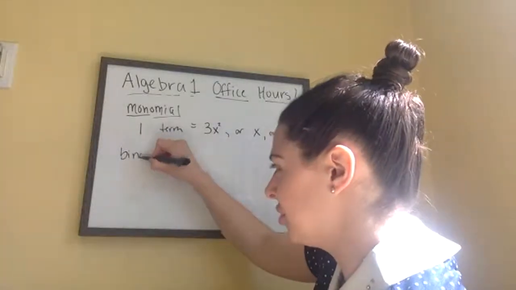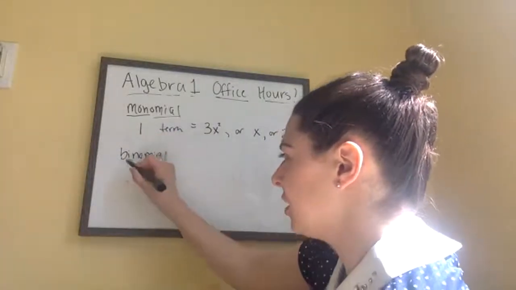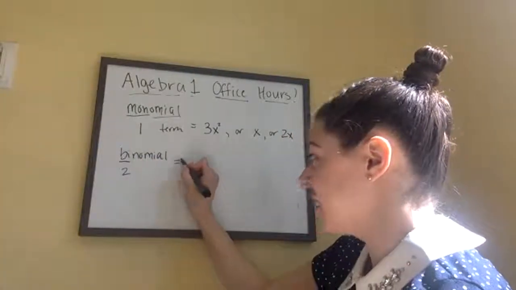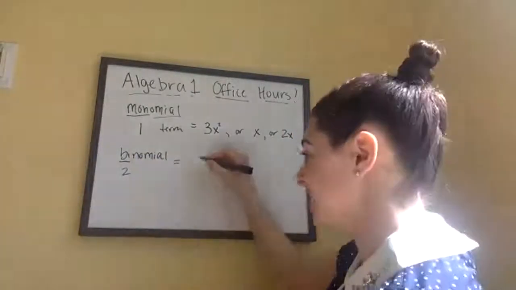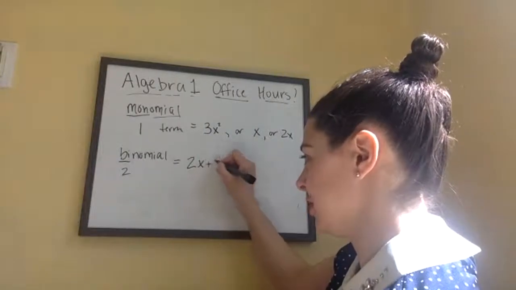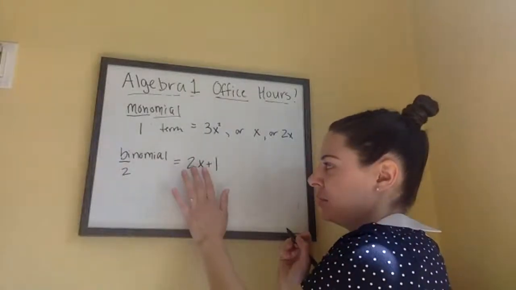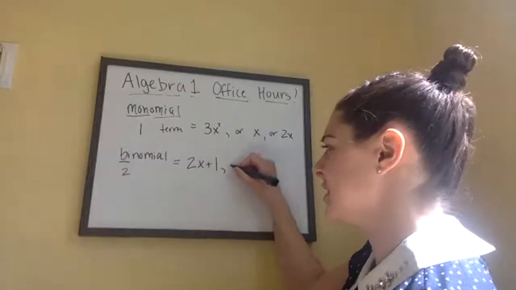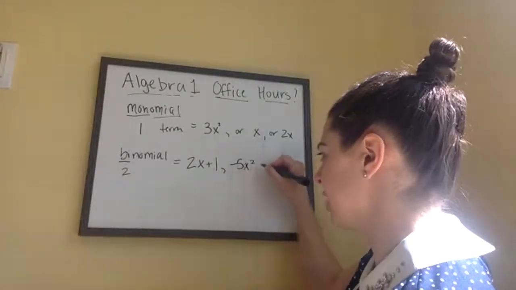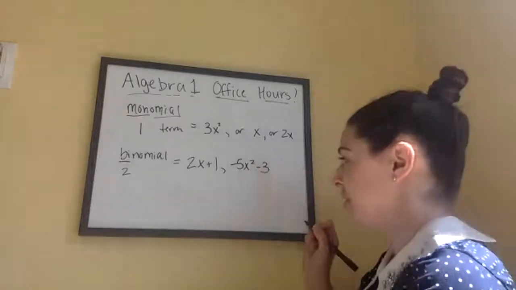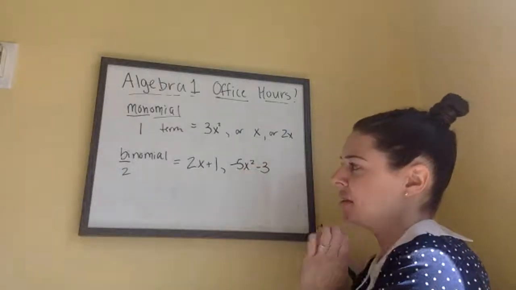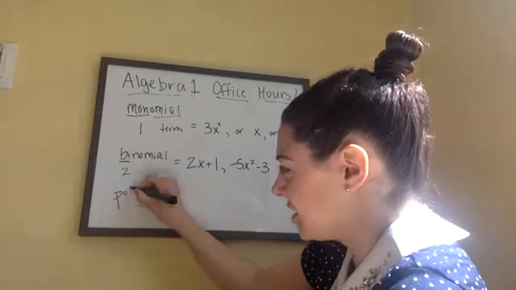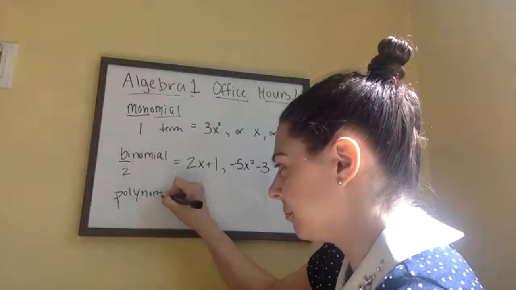Another term you might hear is binomial. The prefix bi means 2, and nomial means terms. Some examples of binomials are 2x plus 1. You see how there's 2 parts to it with a plus or a minus in between. Another example is negative 5x squared minus 3. See how there's 2 separate parts. Binomial, 2 parts. Then we have something called a polynomial.